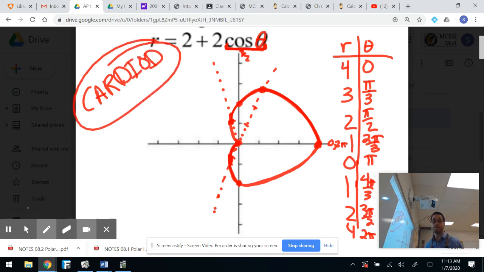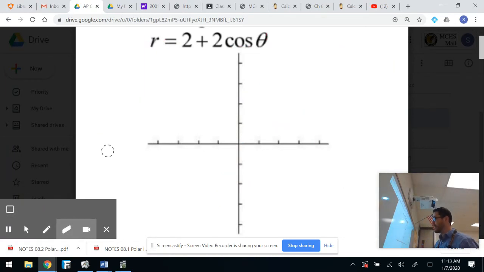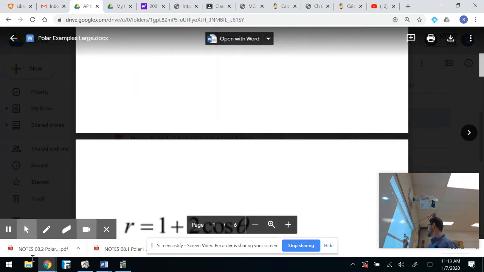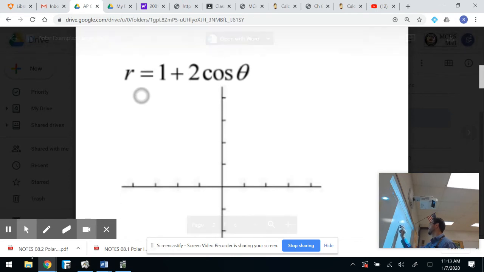Okay, that's the name of this dude. Pretty cool shape, right? Pretty darn cool shape. Now we're going to keep moving. Now, believe it or not, the AP genuinely does not make you draw these graphs, but you should have a very good idea of what they are about.